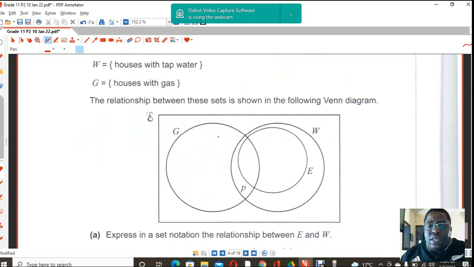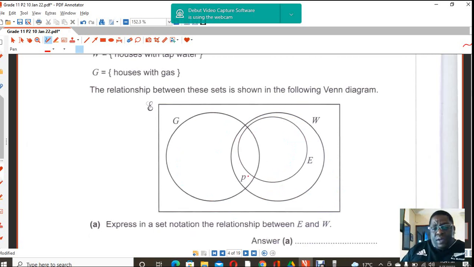Right, so you can see here something that looks a little bit weird to some of you because you might not be aware of this type of diagram, but it's relatively straightforward. So the one inside here, inside the W, that is electricity. The G overlaps with the water and also somehow overlaps with electricity. And that P that you have could represent where you have water but no electricity and you have gas. You have gas because it overlaps there.